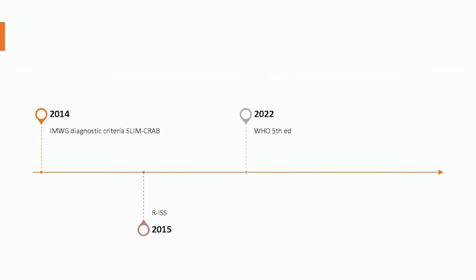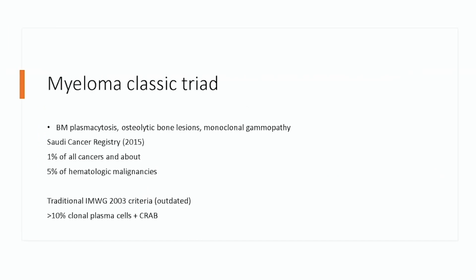This was followed by a 2015 revision in the International Staging System, and they issued the revised International Staging System in 2015, where they added the LDH and some cytogenetics markers to the original staging system. Also, some slides in this presentation would include some information from the most recent WHO 5th edition 2022. So without further ado, just to review plasma cell myeloma.